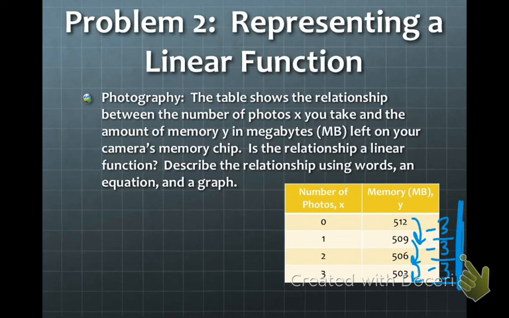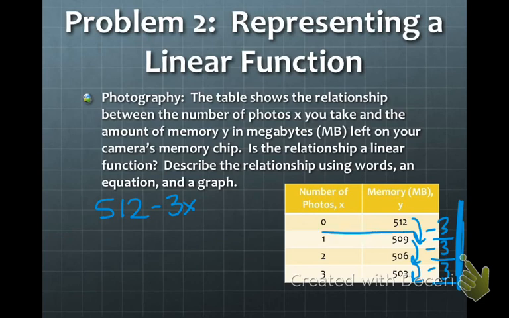Okay, we need an equation. So what happens? You start with 512 megabytes, and then every time you take a picture you lose 3 megabytes of data. So it's 3 per picture, or 3x. So there's our relationship. And then you can graph it by doing what we did before.